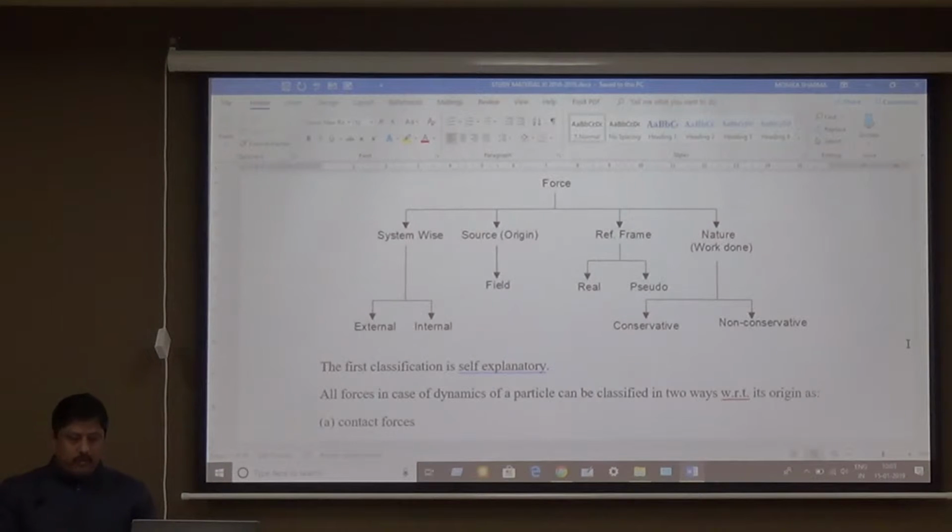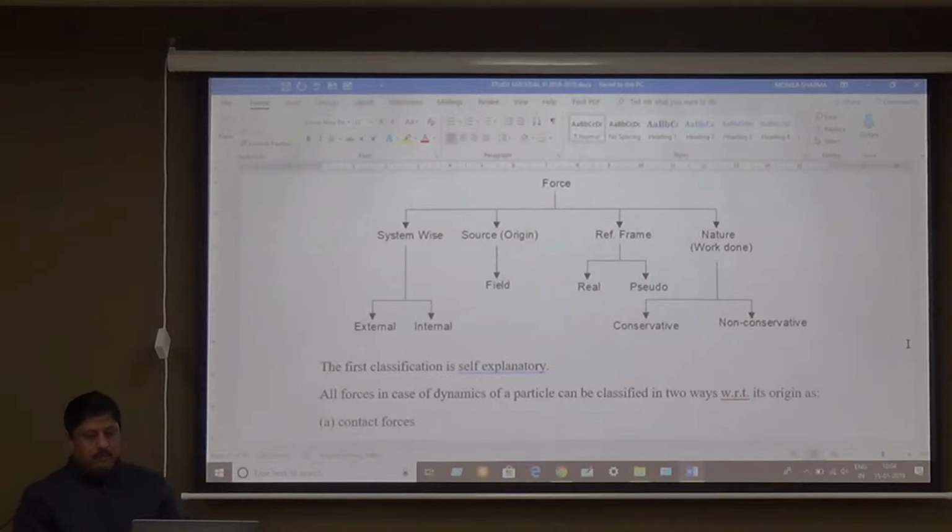The next one is reference frame. In reference frame, we will discuss the real and the virtual conditions. Virtual is similar to pseudo also. And the next one is nature, forces by nature. Nature forces are again of two types, that is, conservative and non-conservative. Conservative forces are totally independent of the path, and non-conservative forces depend on the path followed by the object.